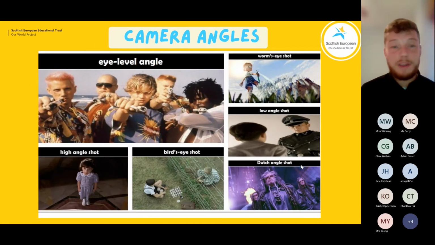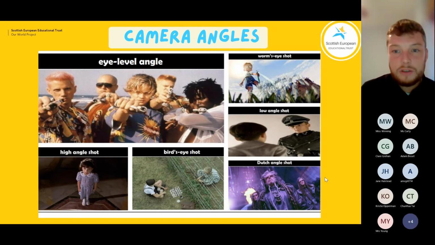Camera angles and framing techniques are fairly similar, but there are subtle differences that we'll think about now. So we have an eye level angle here. This is taken from Baz Luhrmann's Romeo and Juliet. It's often used to mimic how we see things in real life, or to make the viewer feel like they're right there in the scene with the actors.